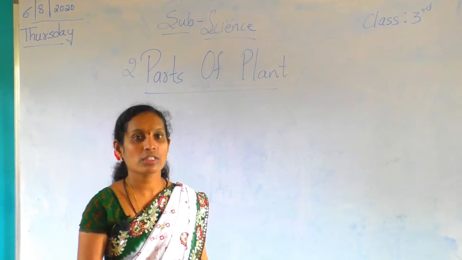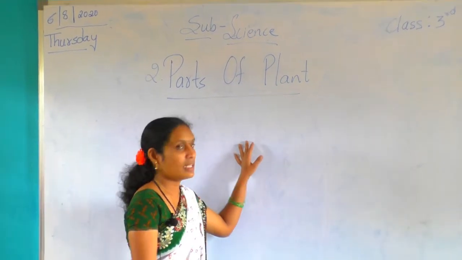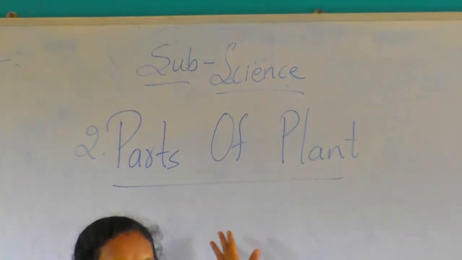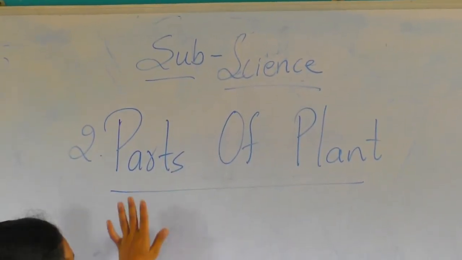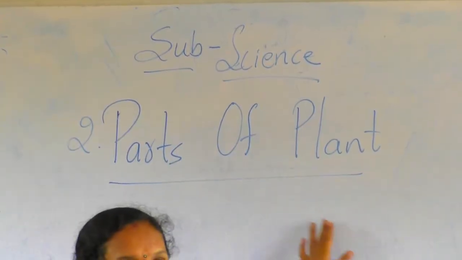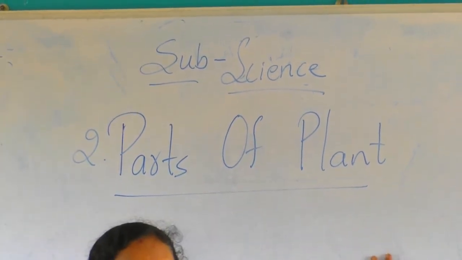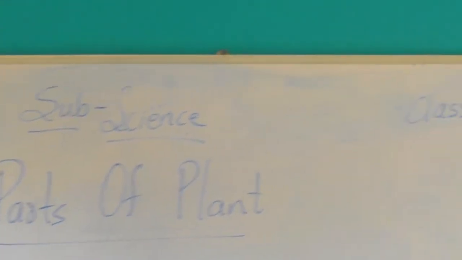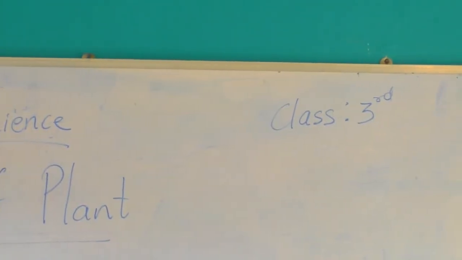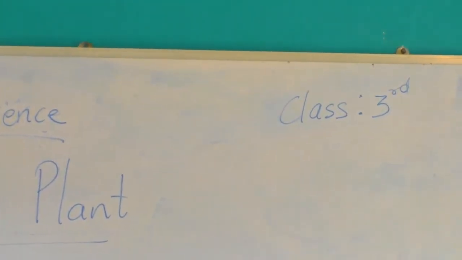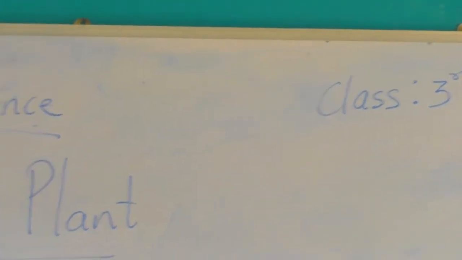Today I want to start the second lesson in science. Second lesson, science subject: parts of plant. What is the name of the lesson? Parts of plant. For which class? Third standard. For third standard children, I want to start a second lesson, a new lesson, parts of plant.